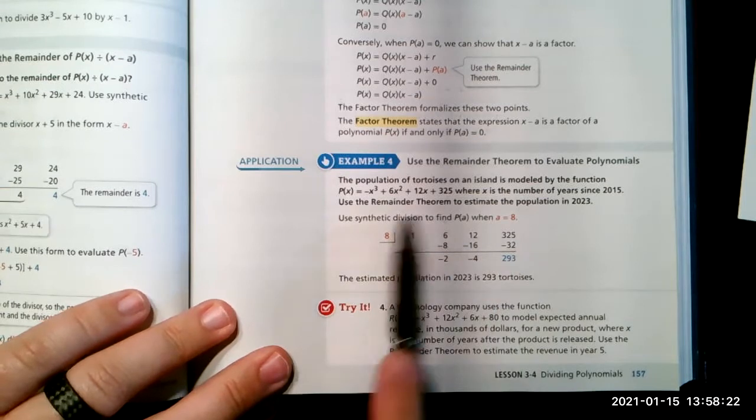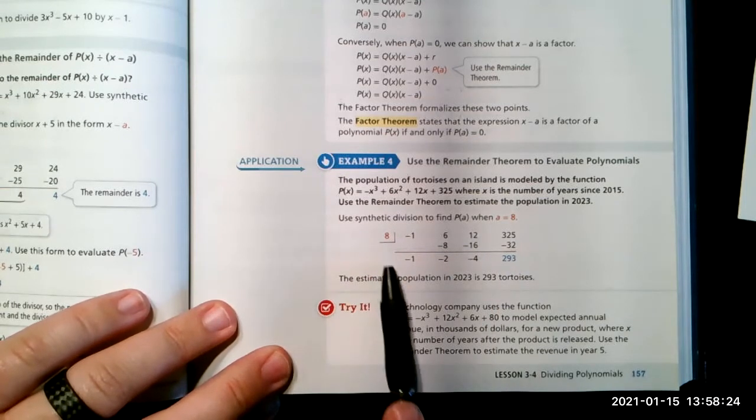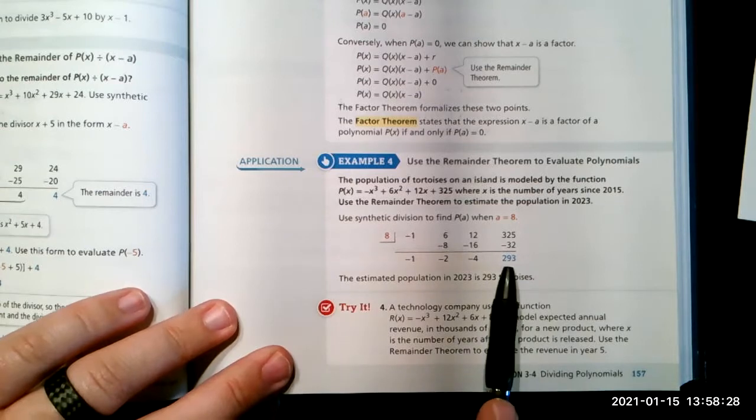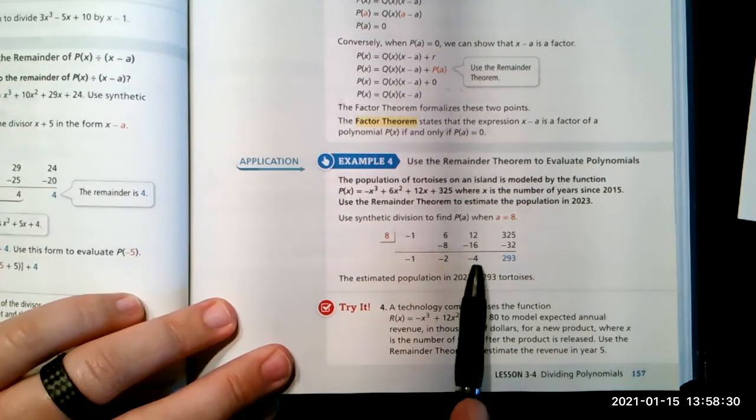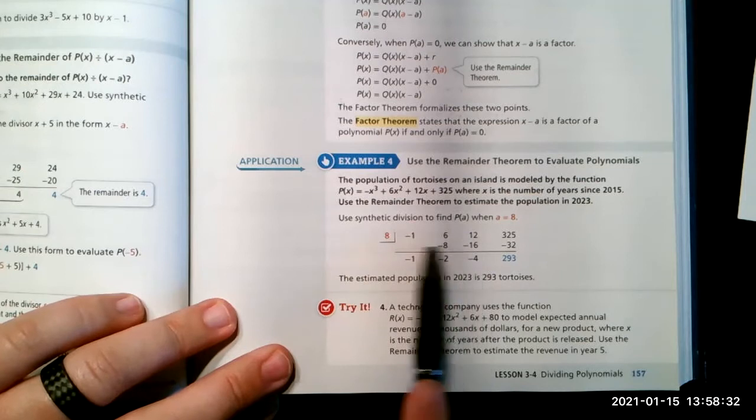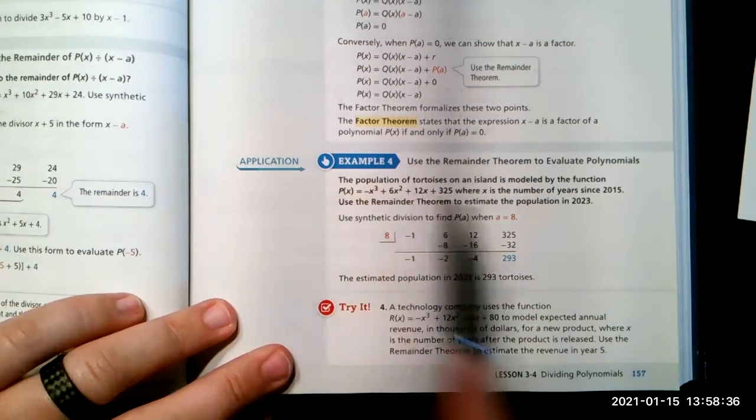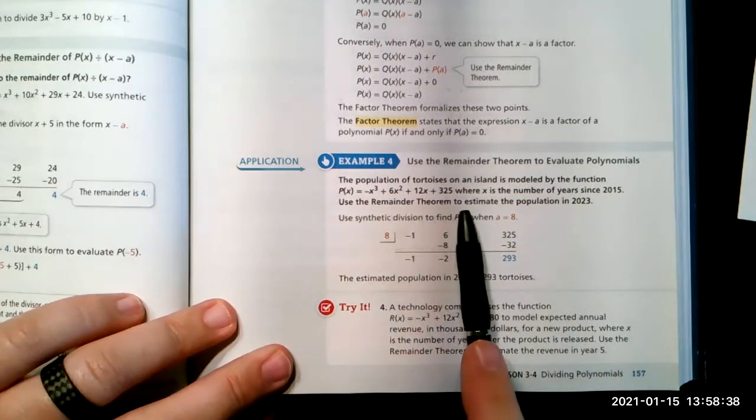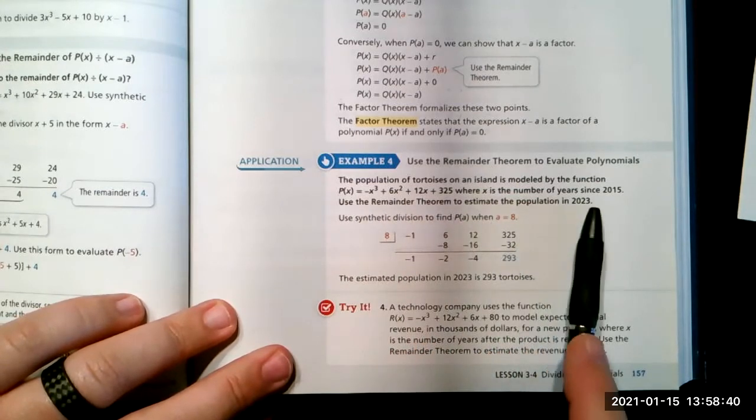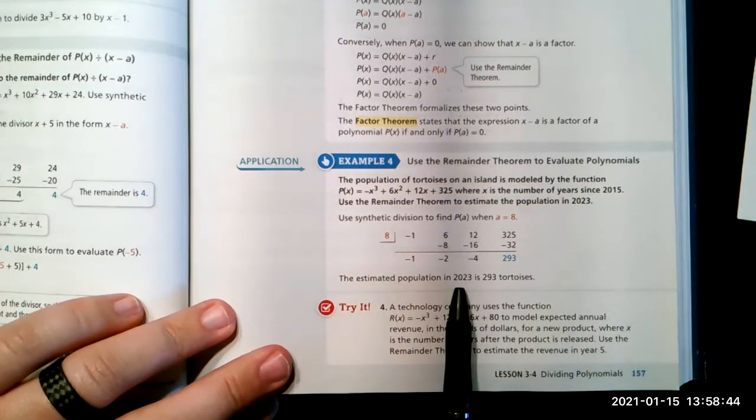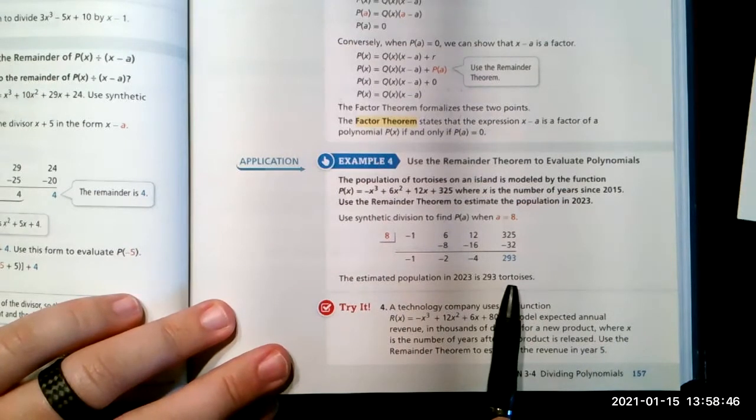So remember, using synthetic division with that number, what they're focused on here is that remainder, because that remainder is the information they're looking for. They're not necessarily looking for the quotient here. They don't want to continue to do math. They just want to answer their question, which was to use the remainder theorem to estimate the population. So the estimated population in 2023 is 293 tortoises.